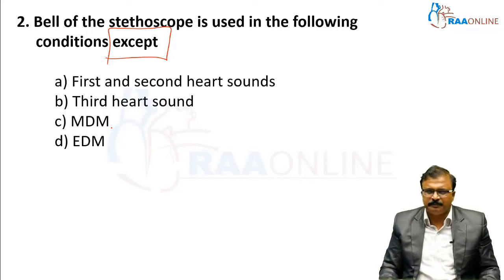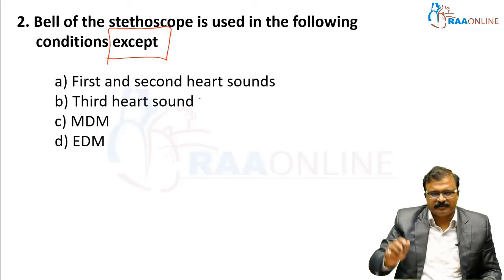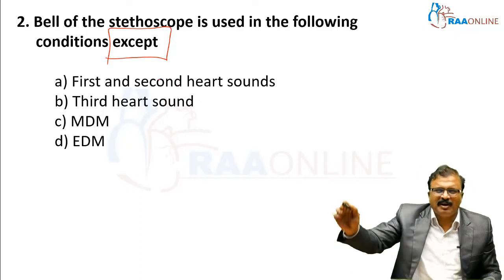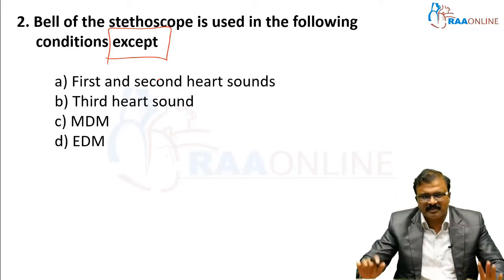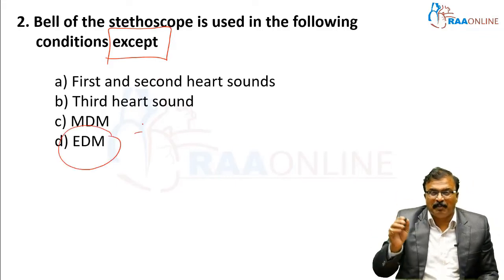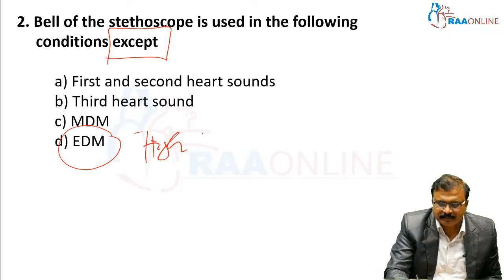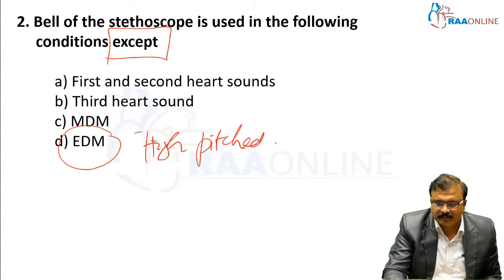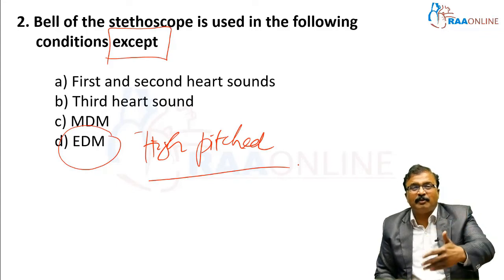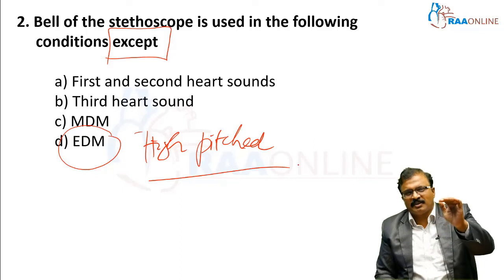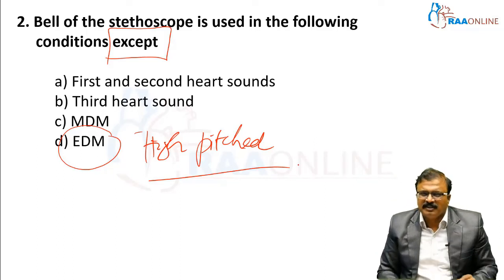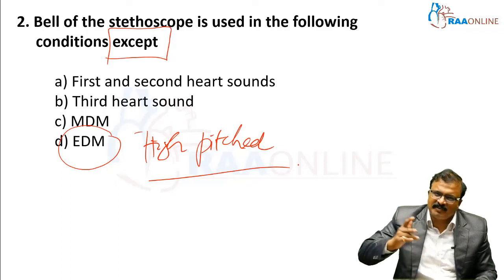Third heart sound, low pitched. First and second heart sounds, normal first and second heart sounds are low pitched. EDM is early diastolic murmur which is high pitched. So, you can ask first heart sound, second heart sound can be loud. When it is a loud heart sound, the question is normal first heart sound, second heart sound, third heart sound normal. There can be pathological third heart sound which is high pitched.